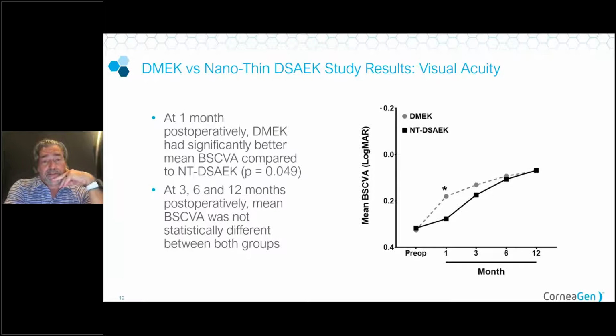And what's cool about this study is there was no statistical difference in visual acuity at 3, 6, and 12 months. DMEK slightly outbid DSEK or nano-thin DSEK at 1 month. So you got a little faster visual recovery with nano-thin DSEK at 1 month. But all the other time frames, it was not statistically significant. And again, that's what I'm finding too. If I use nano-thin DSEK, it's very DMEK-like in our results. Next slide.